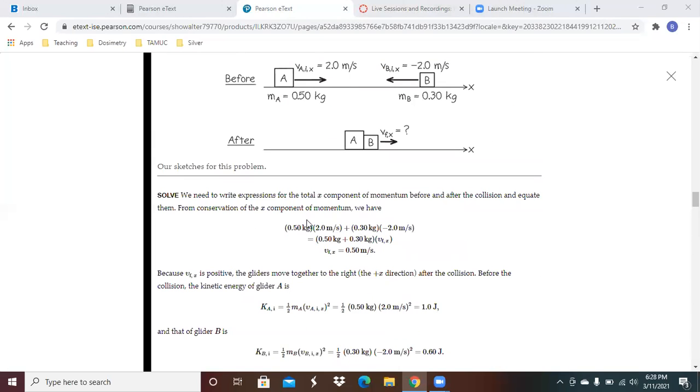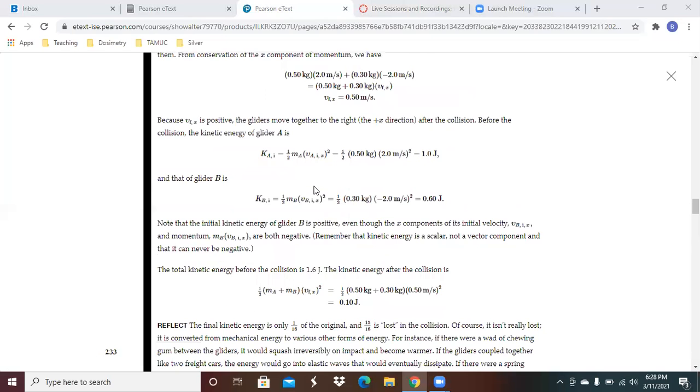We know that the momentum of object A and the momentum of object B, if we add those together, is going to be equal to the mass of the combined object times the velocity of that combined object. If we take all of this information and solve it algebraically, this is what we come up with. Because the velocity ends up being positive, the gliders are moving together to the right after the collision.